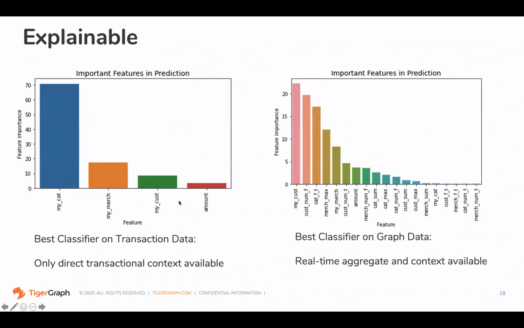As you can see, using real-time aggregates and graph context, there is a more detailed picture of what really influences fraud detection. And you can even find more relevant features than you could find using just transactional data.